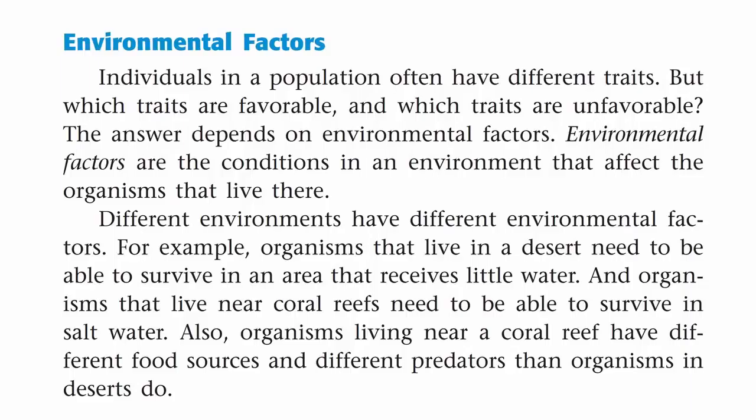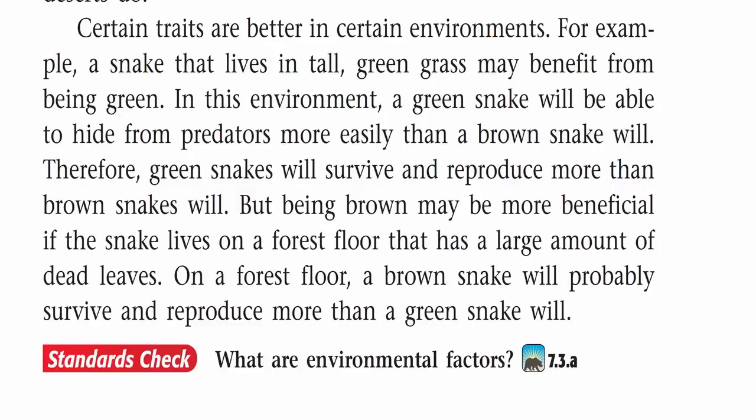For example, organisms that live in a desert need to be able to survive in an area that receives little water. And organisms that live near coral reefs need to be able to survive in salt water. Also, organisms living near a coral reef have different food sources and different predators than organisms in deserts do. Certain traits are better in certain environments.